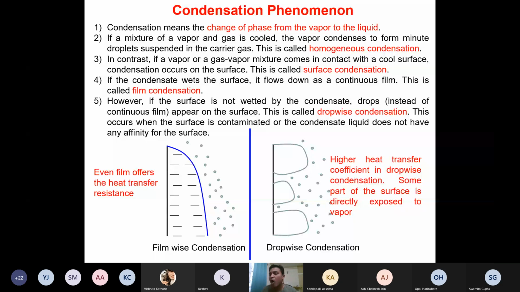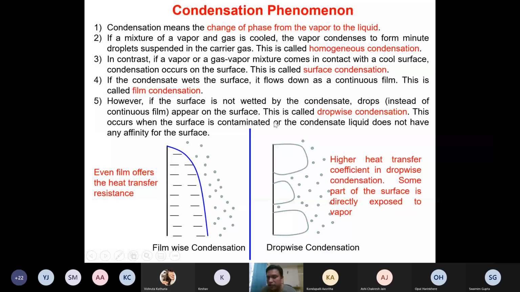But in contrast to this, if you look at a drop wise condensation, instead of forming a continuous film as shown in the left hand side figure, the drops are formed. Why? Because of the surface property, if the surface is not wetted by the condensate. This is possible whenever the surface is oily, or the surface is having a different surface tension, something like that. In such cases only the drops are formed.